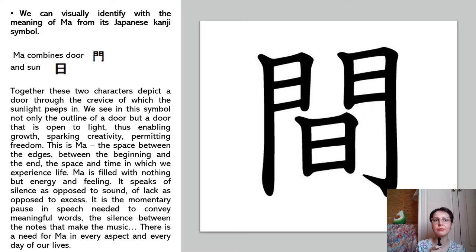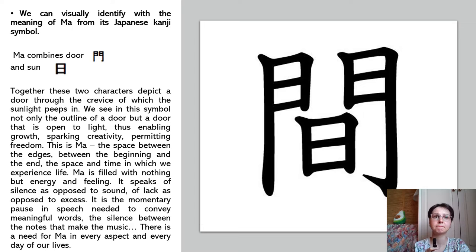We need ma for having a time, or for having a chance. To have a space for something that is important for us, to have a space for us in us, inside of us or outside of us. Space is very important, and ma is a kind of psychological symbol of space, but it could also be physical if we look at it deeply.